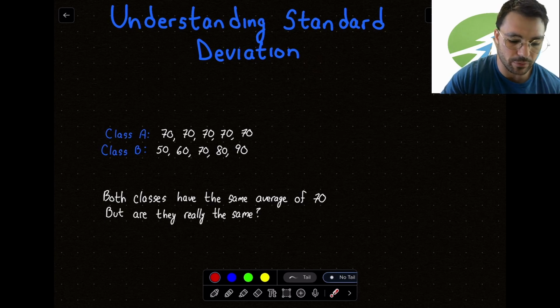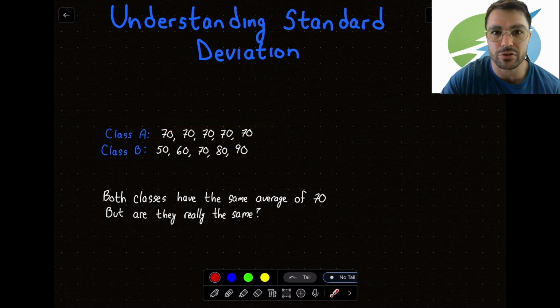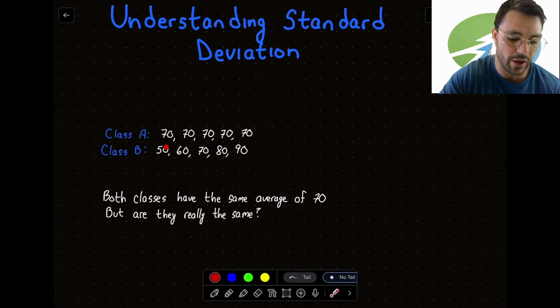Okay, so say we have two classes. Class A, 5 students score a 70. Class B, we have students score 50, 60, 70, 80, and 90. Now, if you took the average for both classes, they would both have an average of 70. But do they tell the same story?